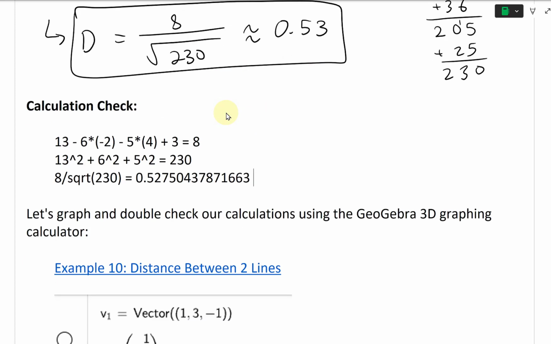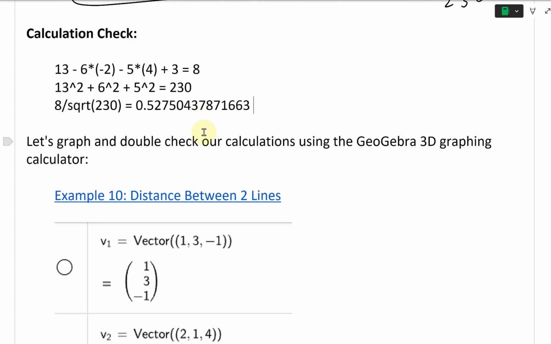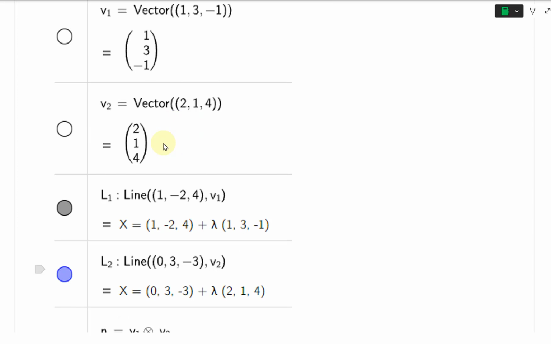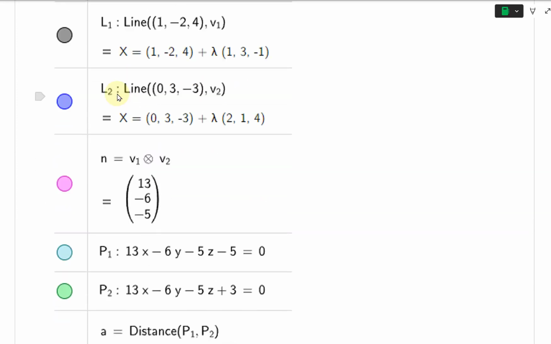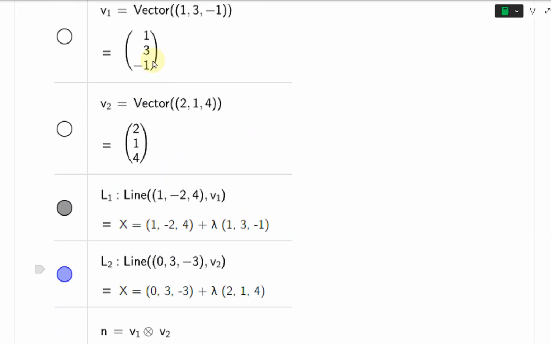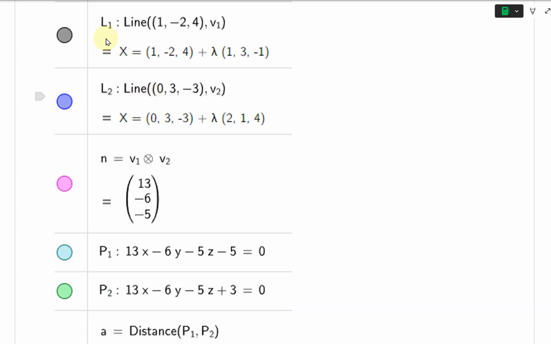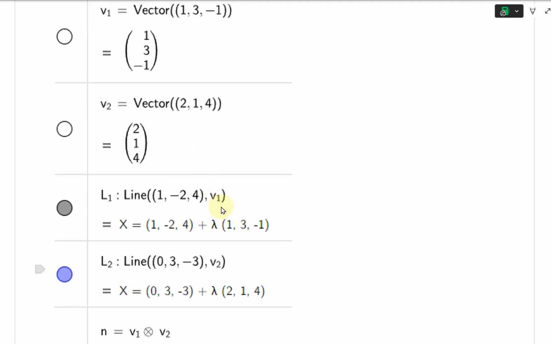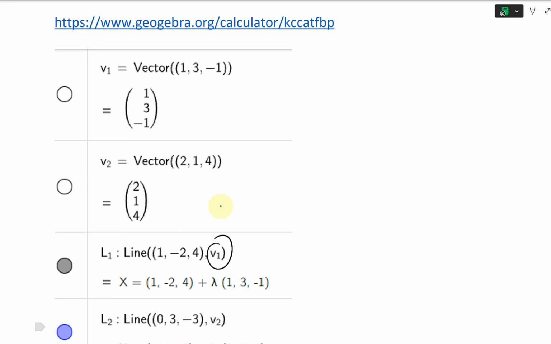So epic stuff there. Now let's graph and double check our calculations using, again, the amazing GeoGebra 3D graphing calculator. Here are the inputs I used, and here is the link right here. You can play around with it. I hid these vectors away. Going back here, I believe the skew lines were from example 3. So here's the line. What I have graphed here is line L1 with a point 0, 1, negative 2, 4, and then it has that direction vector V1 that we had, 1, 3, negative 1. The other one was 2, 1, 4.